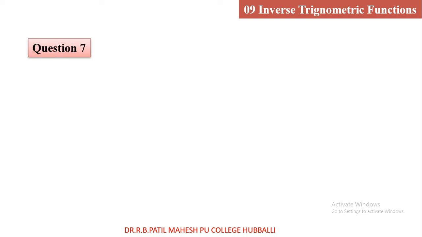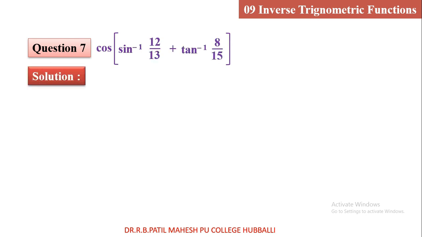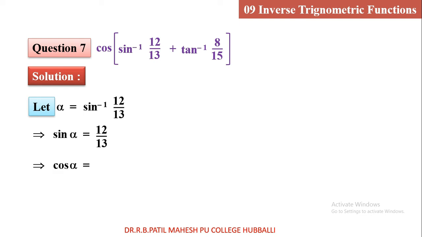Next question. Evaluate cos of (sin inverse 12 by 13 plus tan inverse 8 by 15). Again, you need to convert one inverse into another inverse. Before that, let me take alpha as sin inverse 12 by 13. Sin alpha equals 12 by 13. By right angle triangle and the Pythagoras theorem, cos alpha can be written as 5 by 13.